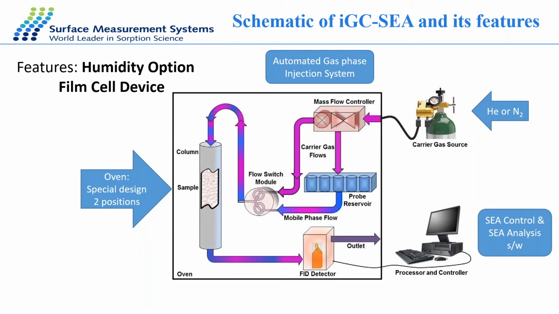The instrument has features like a humidity option or a film cell device to measure films or plate surface properties as well. The humidity option, I think, is one of the most unique and most important benefits of our instrument, because the impact of the relative humidity on the surface properties can be measured with this option.